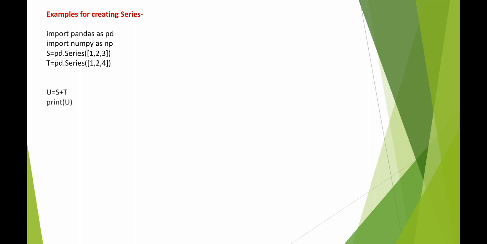Now let's see. If we write u is equal to s plus t, what we are doing here is adding two series to get a new series u. As you can see here, u is equal to s plus t, and then we are going to print u. So let's see what output we get.